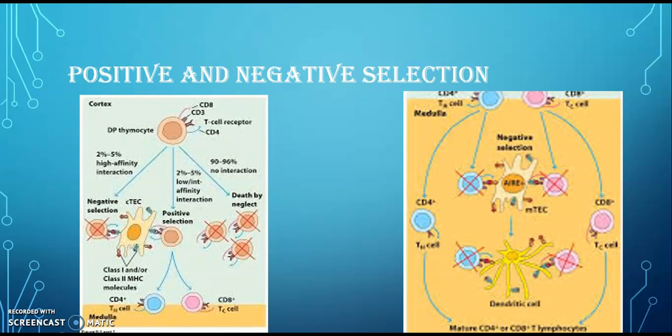Now, if it has no interaction, which is 90 to 96% of the thymocytes, there will be death by neglect, which means apoptosis. So if it cannot recognize self and there's no interaction, it will just die off. About 2 to 5% has low affinity interaction. This is kind of like the sweet spot. This is right where you want to be.